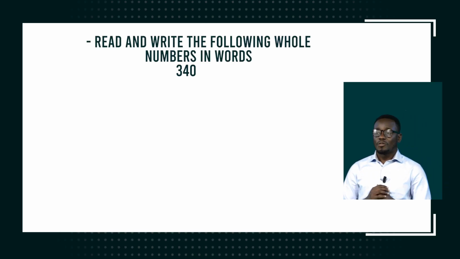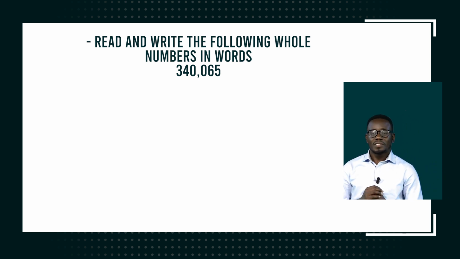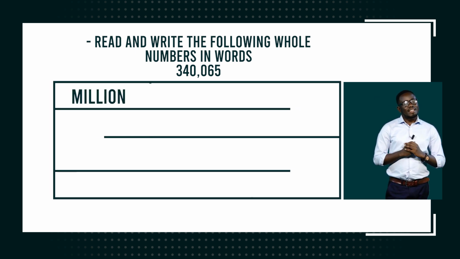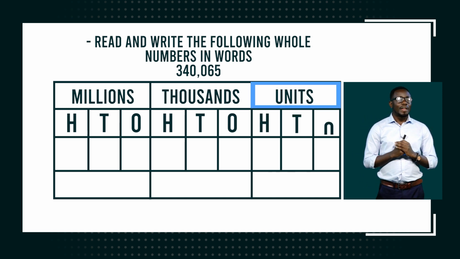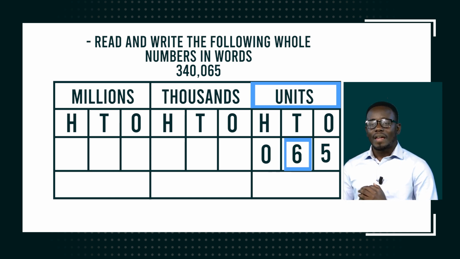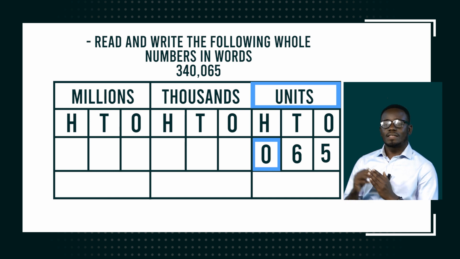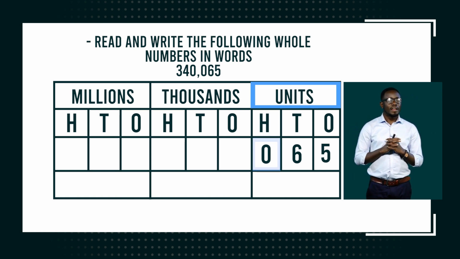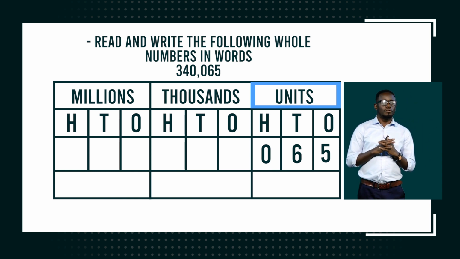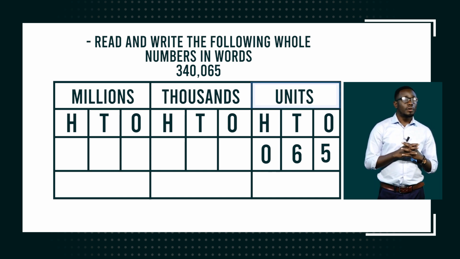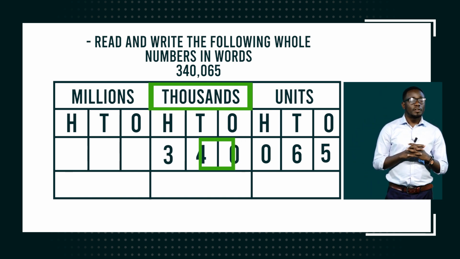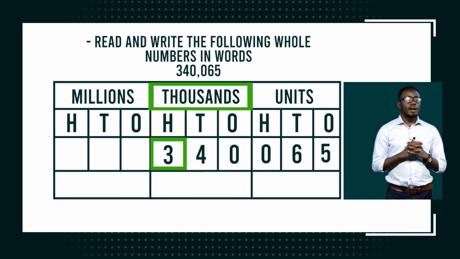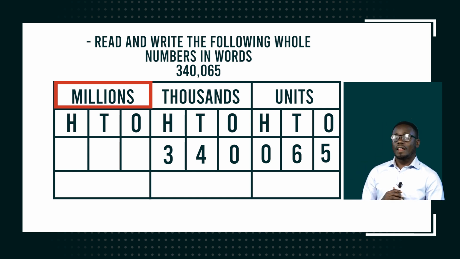We can have one more. We can try this. We have 3, 4, 0, 0, 6, 5. In the place value table, starting from the right side we have 5, then 6, then 0. Those first 3 digits are under the units period. Then we put 0 under 1,000, 4 under 10,000, and 3 under 100,000. Still, we don't have any number under millions.